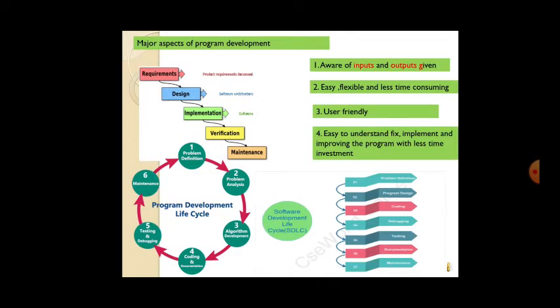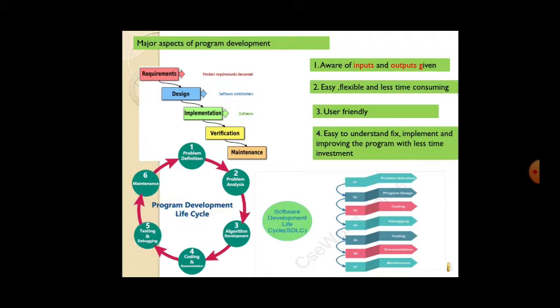Next, major aspects of program development. Aware of the input and output given; easy, flexible and less time consuming; user friendly; easy to understand, fix, implement and improving the program with less time investment. So we should be aware of inputs and outputs: what is the data we are giving to the computer and what we are expecting from the computer.